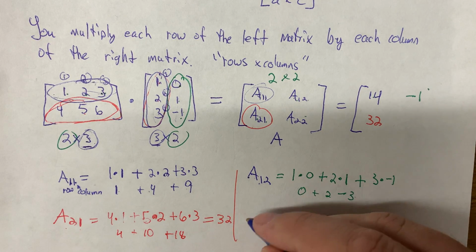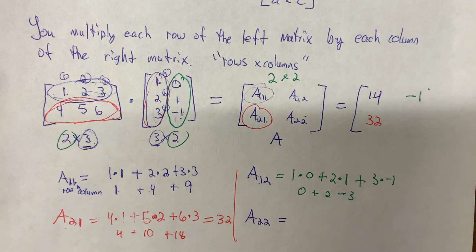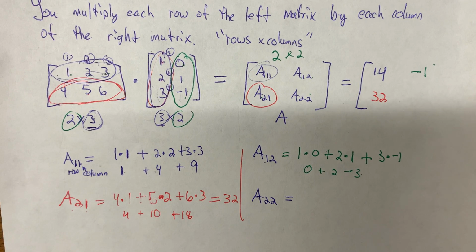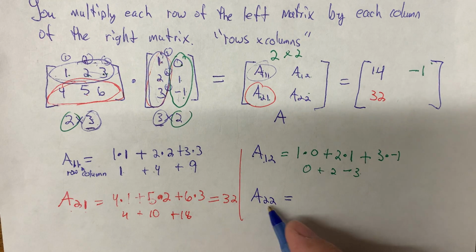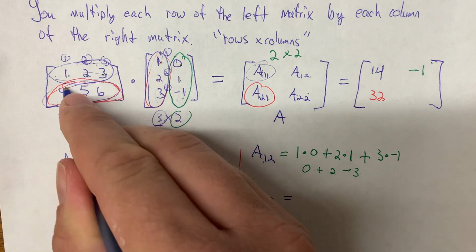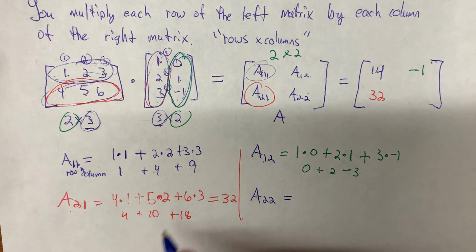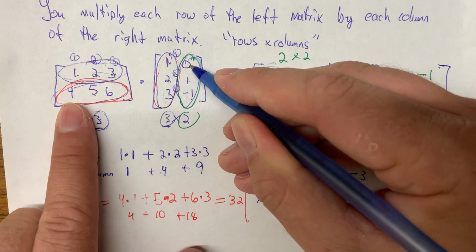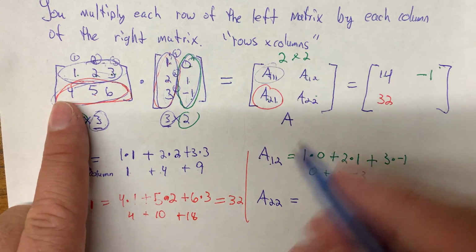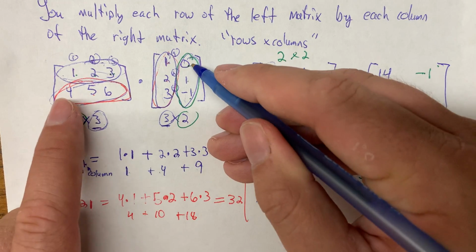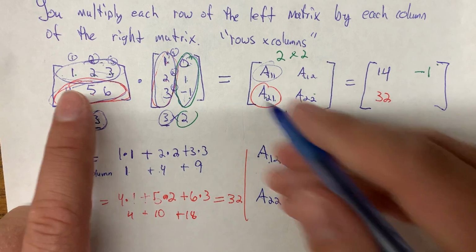Why don't you try to find A22 on your own. A22, how will it work? Try to predict and try to get it right on your own. Well, this is the second row, second column. So we're going to multiply the second row times the second column. 4 times 0. And guys, I don't actually write out all this stuff every time. What I do is I do 4 times 0 is 0.